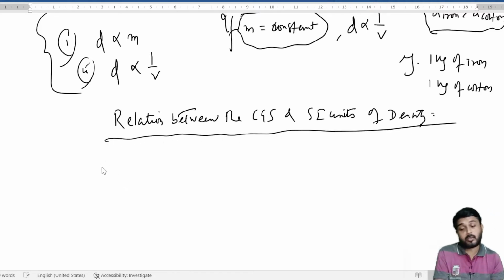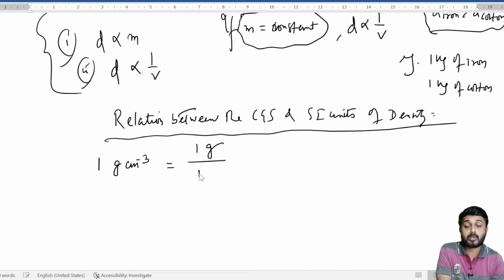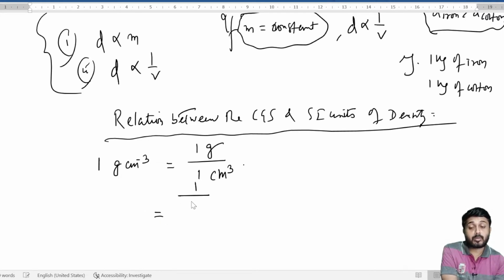SI unit of density and CGS unit of density. So let us start with the CGS unit of density. CGS unit, what is that? Gram per centimeter cube. Gram centimeter to the power -3 means 1 gram by 1 centimeter cube. Okay, what is 1 gram? 1 gram is actually 1 by 1000 kilogram.